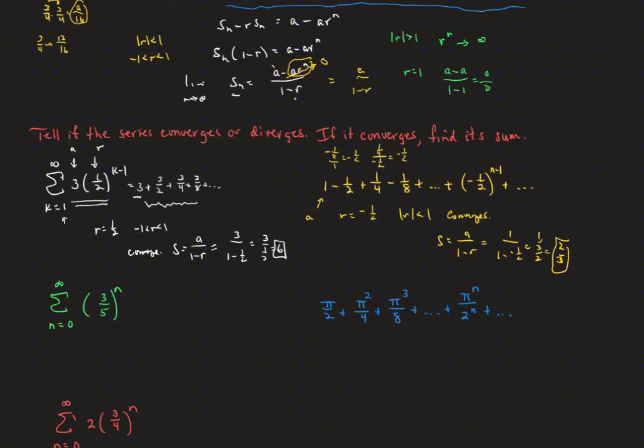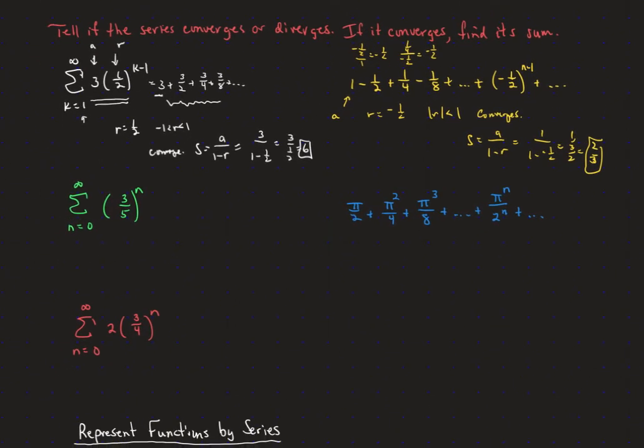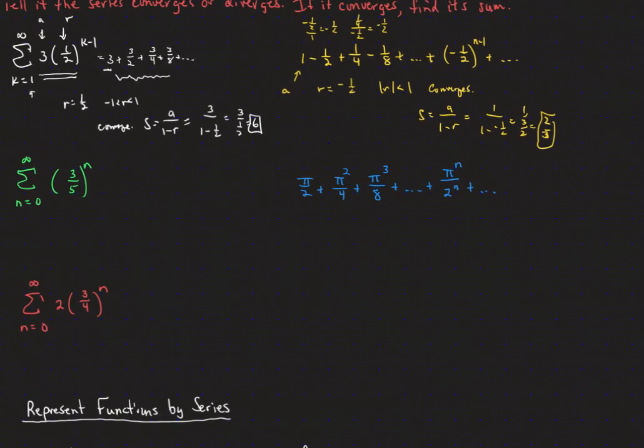Okay, so the next one, can you recognize that as being geometric? If not, then we need to write out a few terms. So what we can do is when you plug in 0, anything to the 0 is 1, plus 3/5 plus 3/5 squared, plus 3/5 cubed, and on and on and on. So it is going to be geometric.